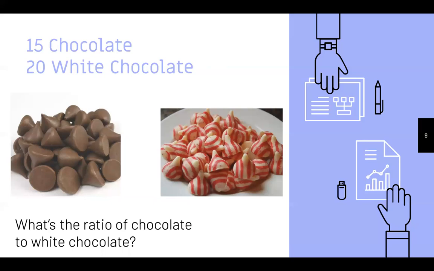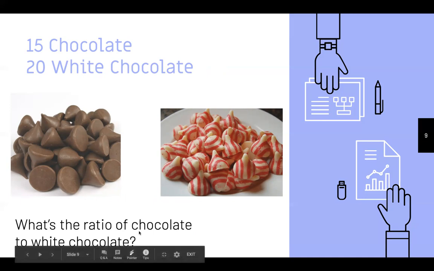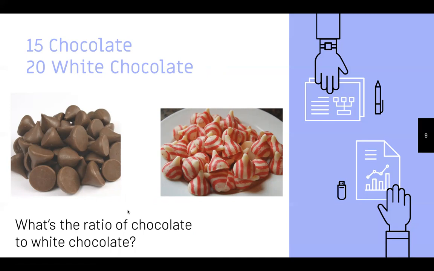But already looking, the ratio of chocolate is 15. So we have 15, colon, right? That colon, and white chocolate is 20. So we have 15 colon 20. We can think of that as a fraction, right? The colon can be a fraction. Let's say it's 15 over 20.